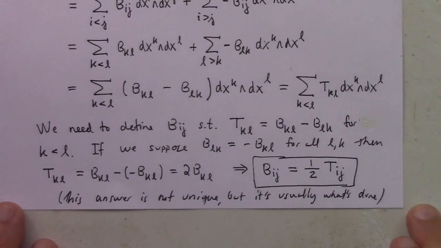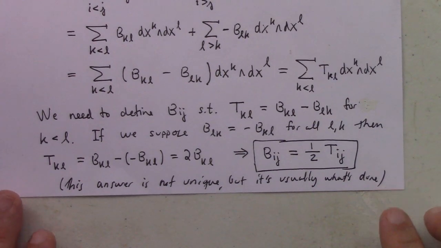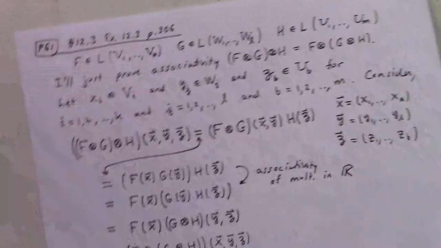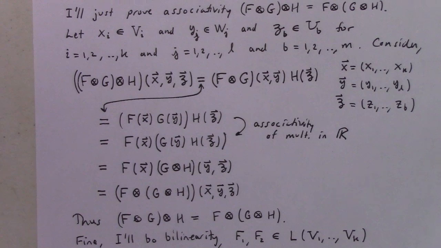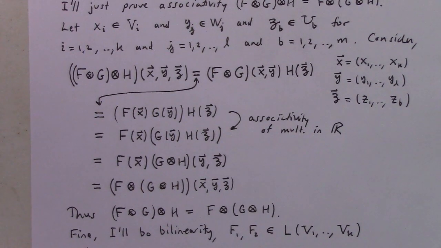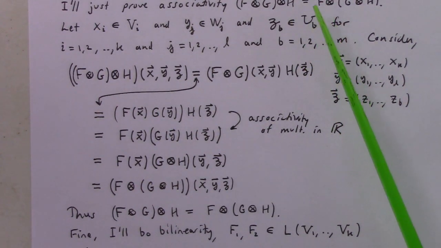If you have a p-form instead of just a 2-form, you end up with a p factorial there because of the combinatorics. It just happens to be 2 because there are just 2 terms in the antisymmetrization of 2 differentials. If you're doing the antisymmetrization of p differentials, you get p factorial different terms as you sort through the different permutations. Now, problem 61 here.